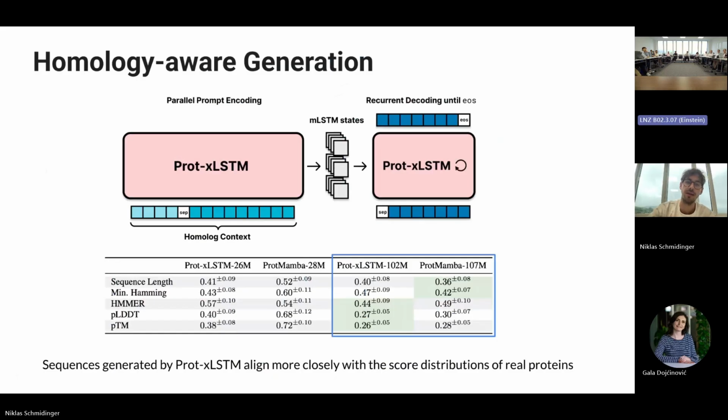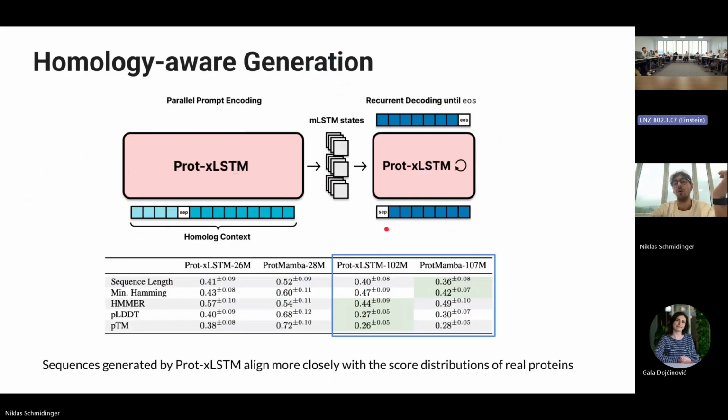How we use this at inference time: one use case is this homology-aware generation. You condition on some proteins that you care about, and you want similar proteins to that. Then you use the parallel mode to encode this, you get the mLSTM hidden states, and then you decode from there with iterative recurrent decoding. This then generates novel protein sequences.